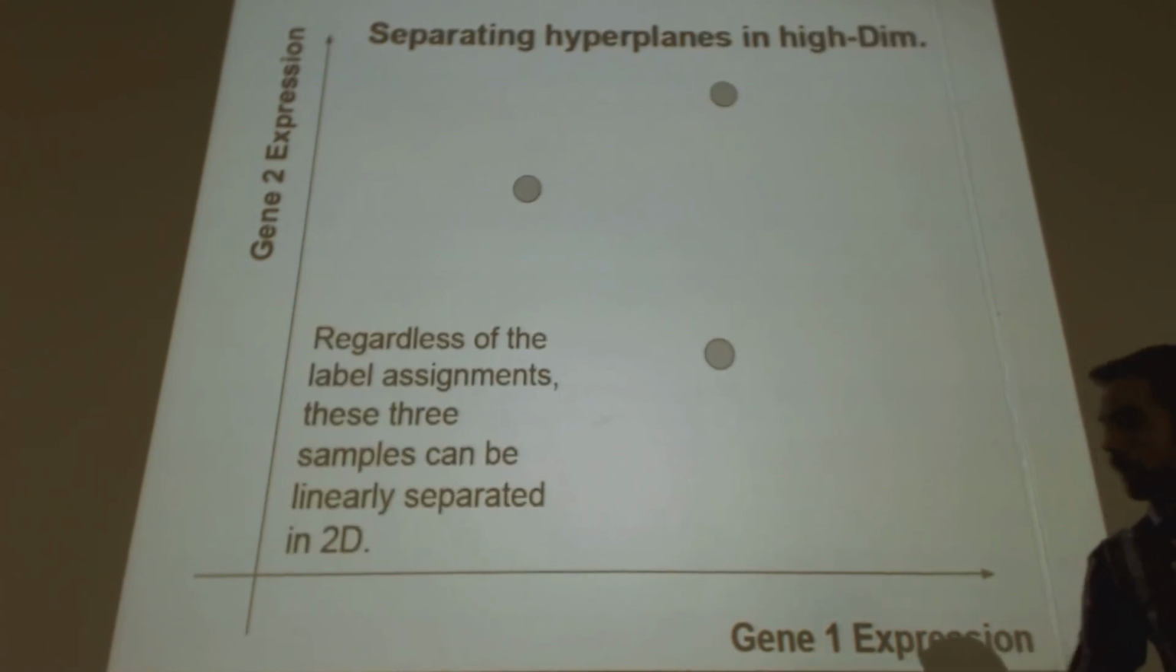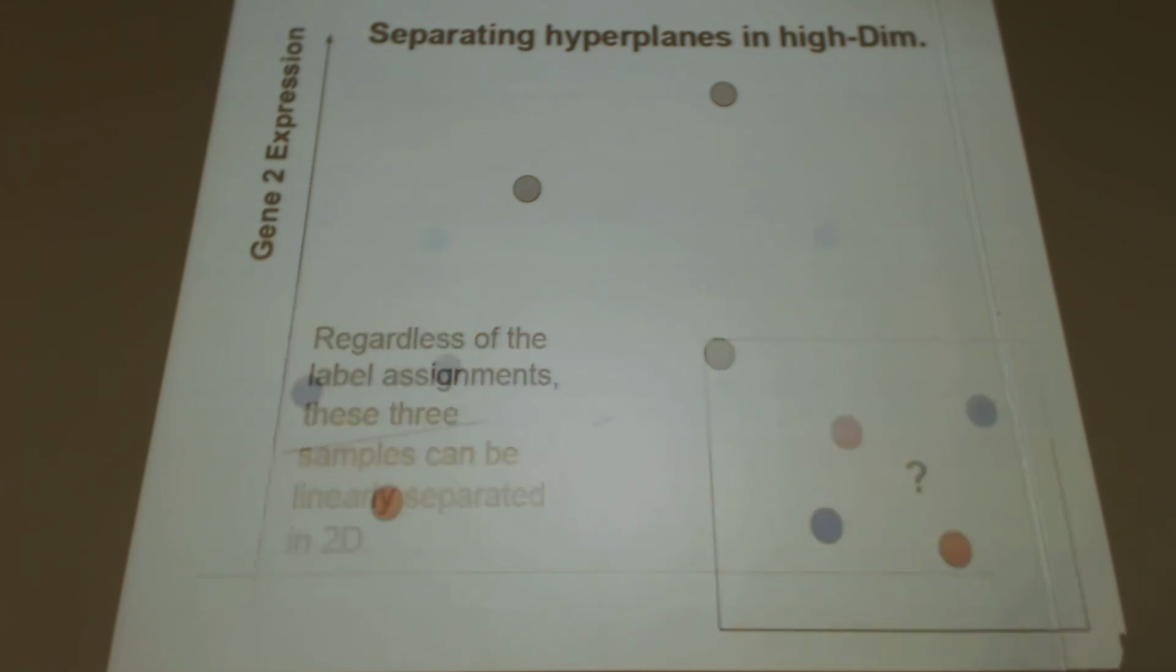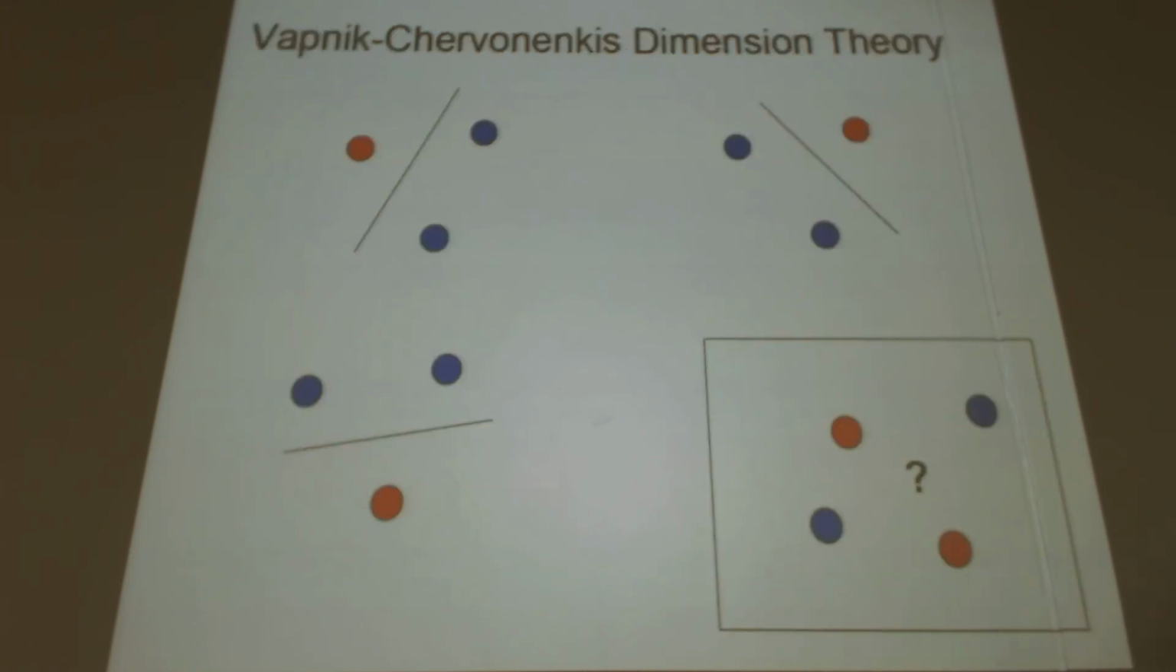Now, here's a small example. Regardless of how you label these points, I'm making a claim that I'm able to build a linear predictor that separates the positives from the negatives. And if you don't believe me, this is the case. There are three possible labelings. I'm skipping over the case where all three points have the same label. Regardless of how I label these three points, I'm able to separate them linearly.